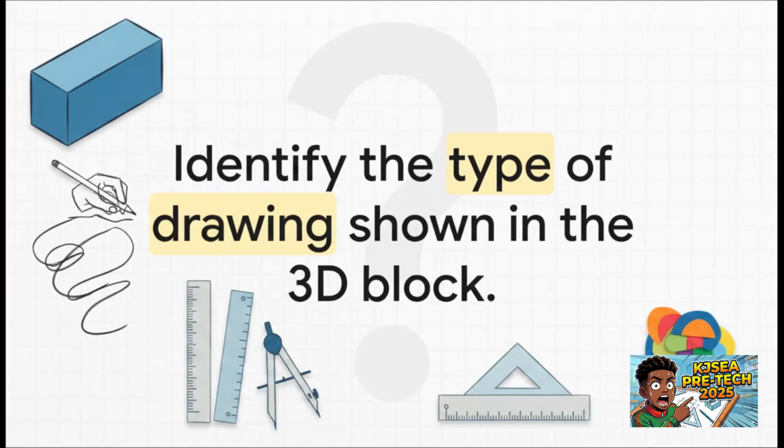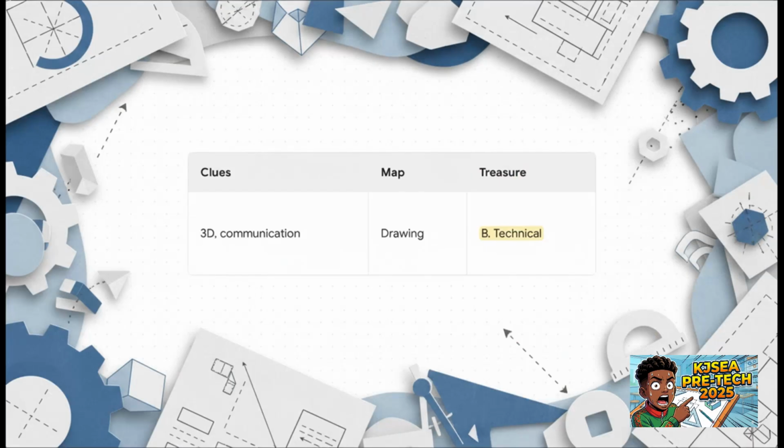Question 3 shows us a picture of a solid, 3-dimensional rectangular block and asks us to identify the type of drawing shown. The options are artistic, technical, freehand sketch, or rectangular block. Take a really good look at the sharp, defined lines of that shape. The clues here are the visual itself, it's a 3D rendering, and the word communication. This points us squarely to the technical drawing map. So the answer is B, technical.